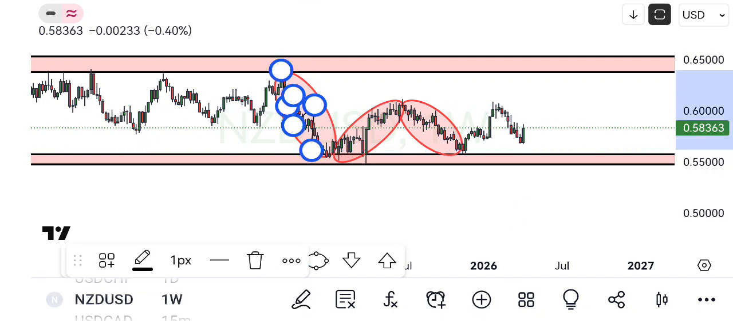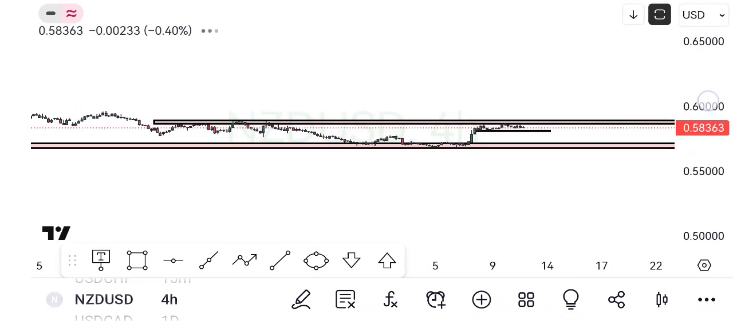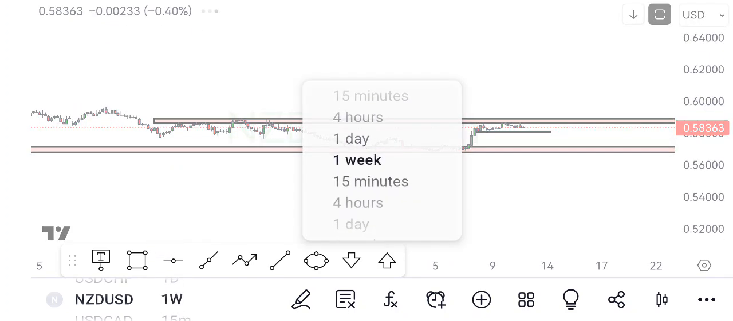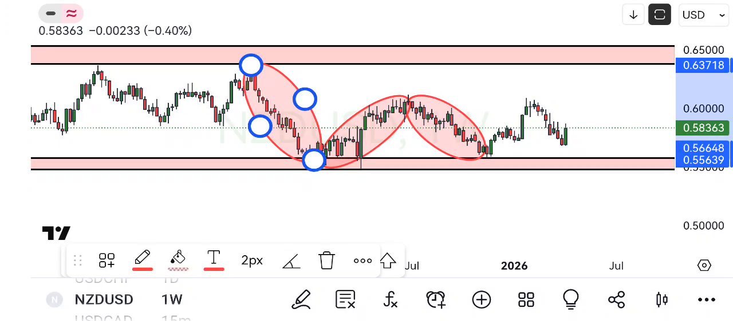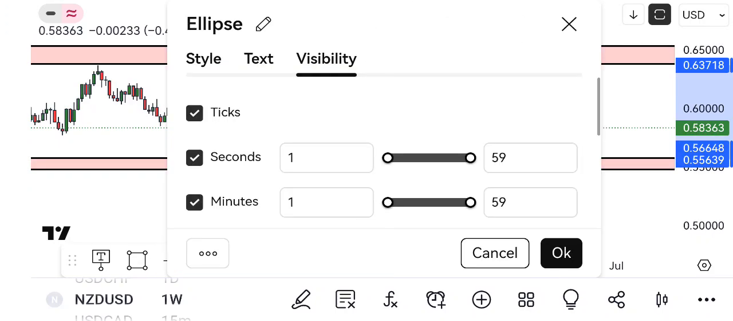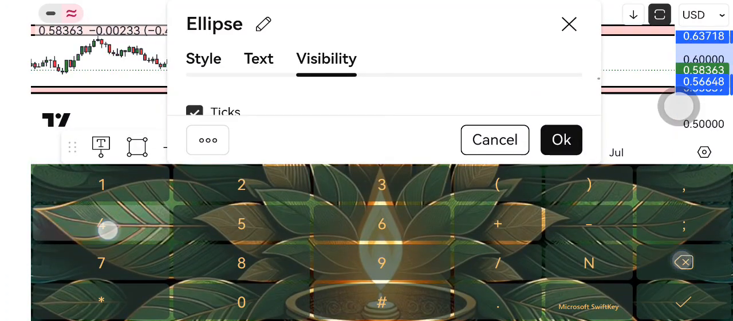Okay, let me go to a 4-hour time frame. Let's focus on this first swing down. 4-hour.